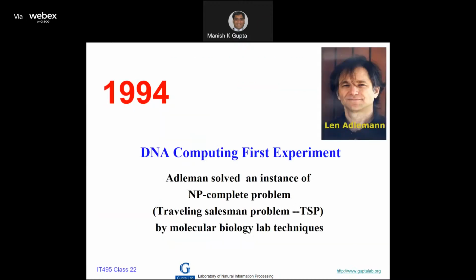So this was the first experiment, in 1994. See, this year is very important. Why is 1994 very important? It's the birth of DNA computing. And also, do you remember anything that happened in quantum computing in 1994? It's very, very important.